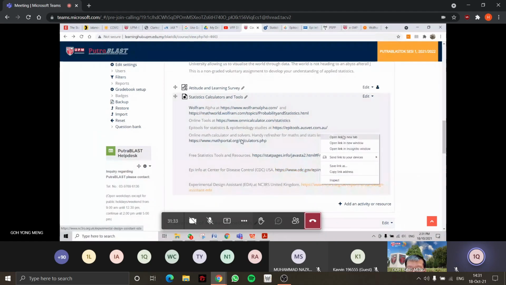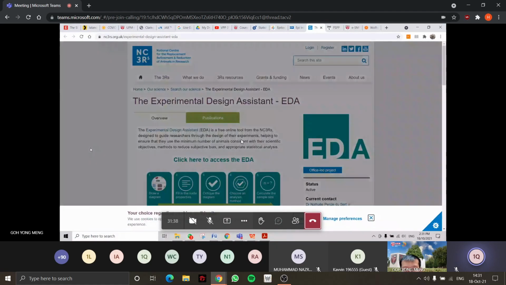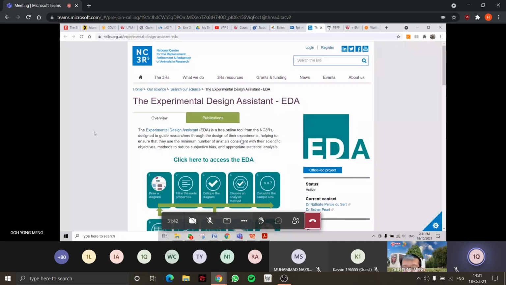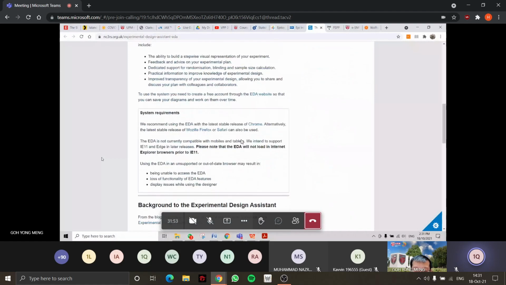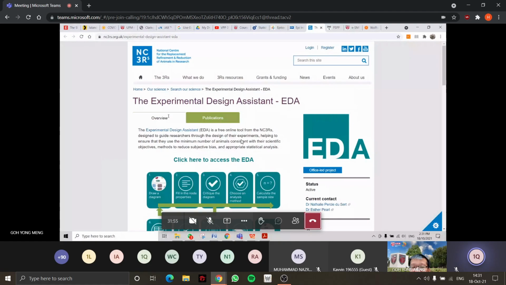This is the one that I use for animal trial in the UK. NC3RS, Experimental Design Assistant. This website is especially good because it has things like this. This is the EDA, Experimental Design Assistant. How to design research, how to design experiments, they are all here. And then go to 3R resources.